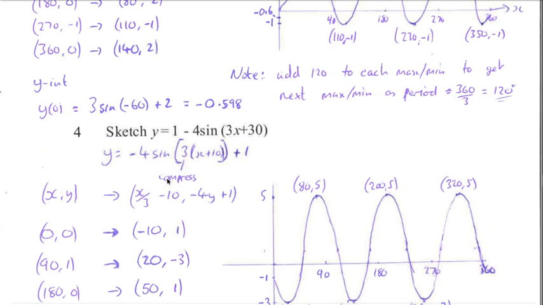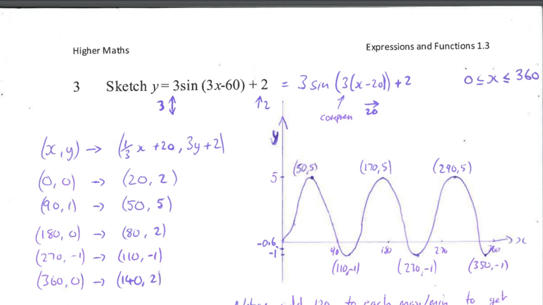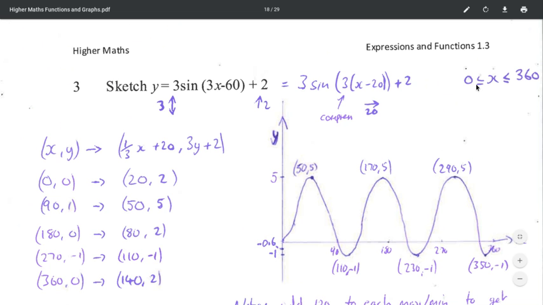So this time sketch y equals 3 sine bracket 3x minus 60 plus 2, 0 less than or equal to x less than or equal to 360. So what we need to do here, first step, is to take out a common factor of 3 inside this bracket. If we don't do that first, we are not getting the correct answer. So we must do that. That is the first thing we must do in a question like this.